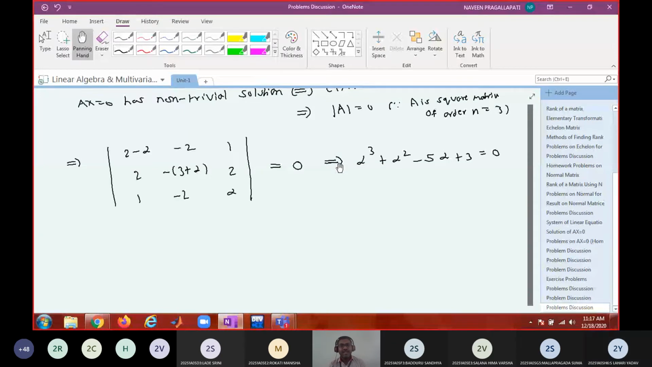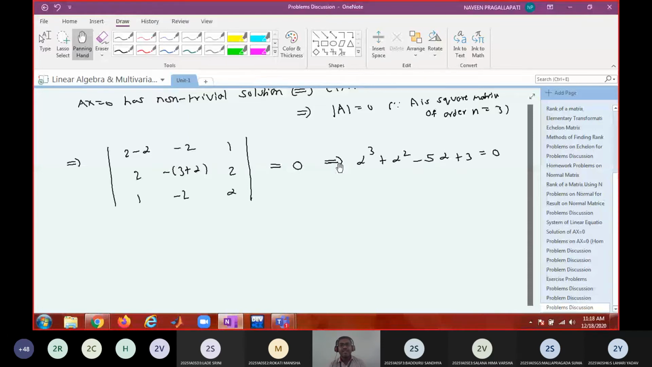Select the equation option, and then select the cubic equation. After selecting the cubic equation, give the coefficients in the decreasing order of alpha. So the alpha cube coefficient is 1. Press enter. So 1 enter, 1 enter, minus 5 enter, 1 enter.